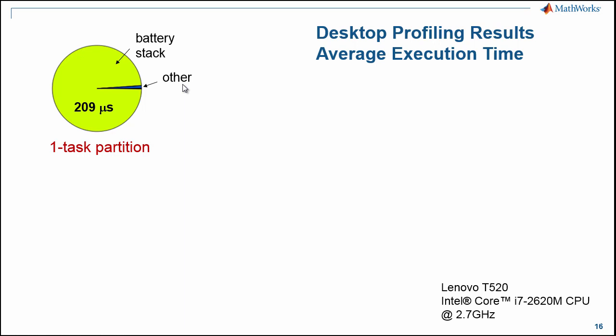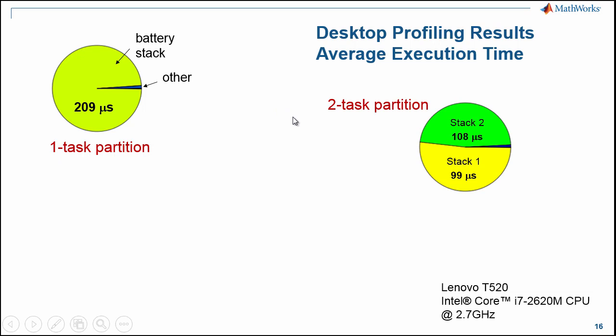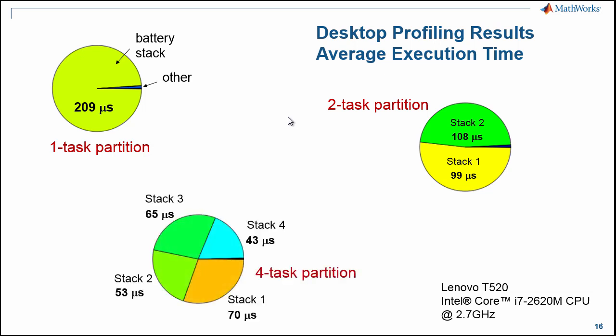The battery stack is, of course, in this case, the part of the model that takes the large majority of the computational burden. What happens with a two-task partition? Well, more or less the computational load is evenly distributed between the two tasks, and something similar happens when we compare the four-task partition.